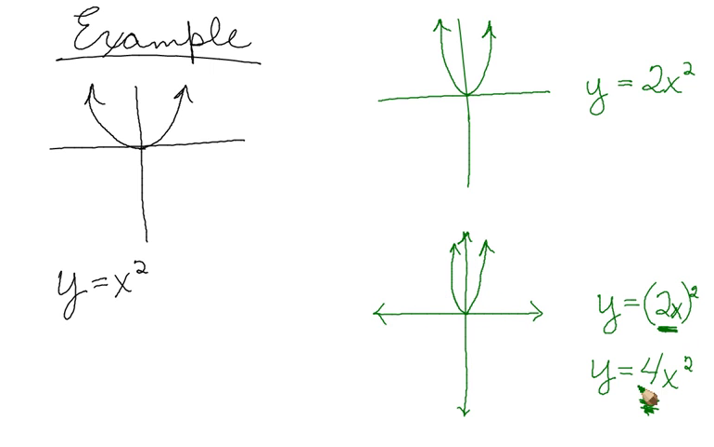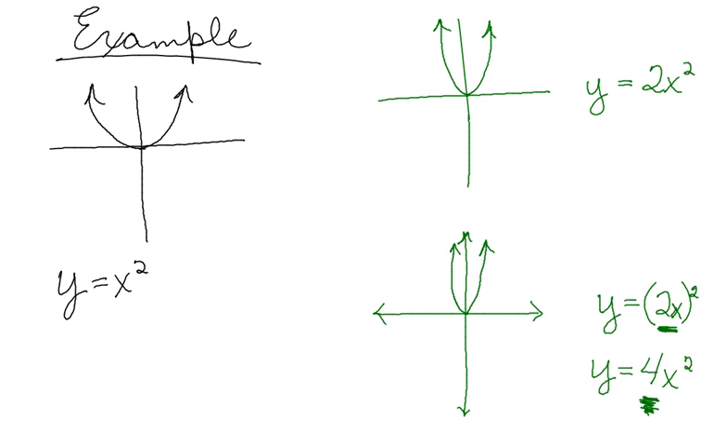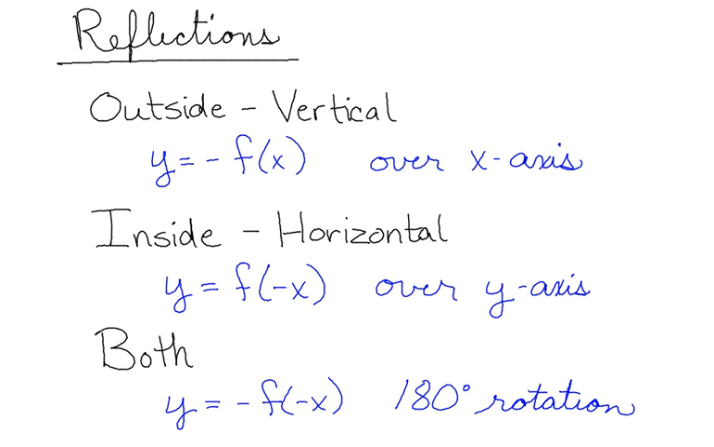So they're the same thing. They just look different. And that's why we have the opposite effect here. So it makes sense vertically, and it's the opposite of what you would expect horizontally, but it's because the two are so interrelated. Okay, great. Let's go on to reflections.